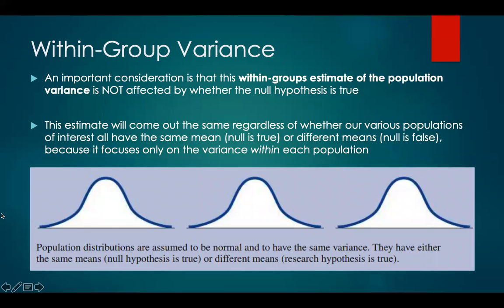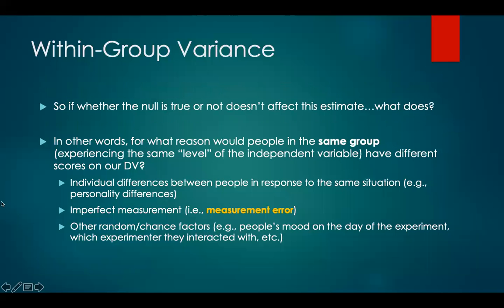An important consideration is that the within groups estimate of the population variance is not affected by whether the null hypothesis is true. This estimate will come out the same regardless of whether our various populations of interest all have the same mean, if the null is true, or different means, meaning the null is false, because it focuses only on variance within each population. So if whether the null is true doesn't really affect this estimate, what does?